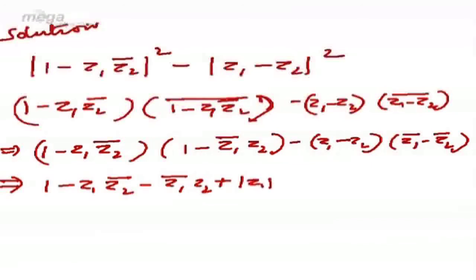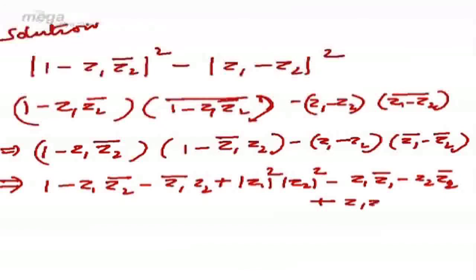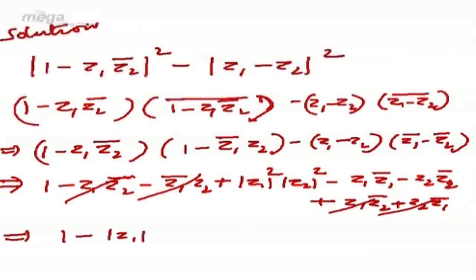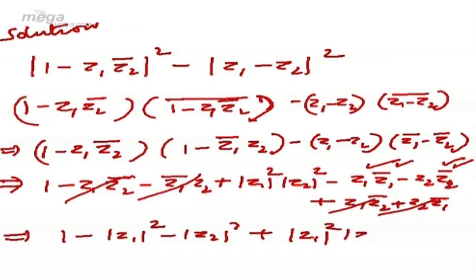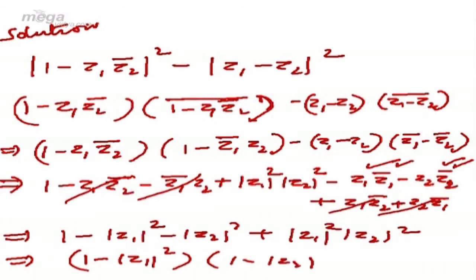This will become mod of Z1 square into mod of Z2 square minus Z1 Z1 bar minus Z2 Z2 bar plus Z1 bar Z2 minus Z1 bar Z2. This will cancel out. So 1 minus mod of Z1 square minus mod of Z2 square. This term will be mod of Z1 square, this term will be mod of Z2 square, plus mod of Z1 square into mod of Z2 square. So we factorize it. We will get 1 minus mod of Z1 square whole square minus 1 minus mod of Z2 square. This is the required result.